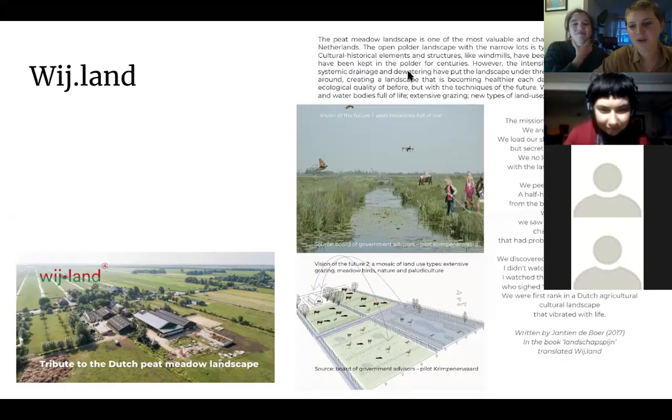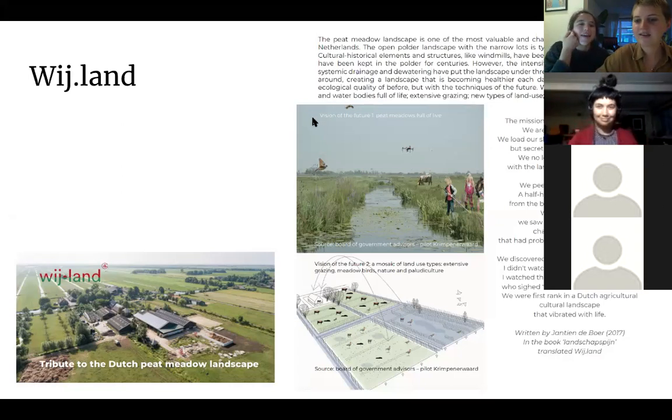So this was written by Jantine de Boer in the book Landschapspijn, translated by Weiland. So meaning like landscape pain, I suppose, for lack of a better translation, but yeah.